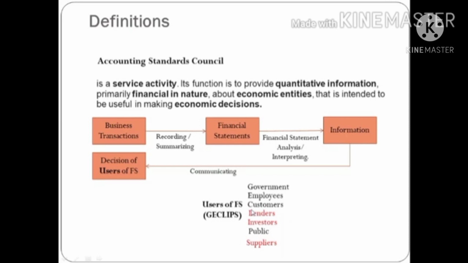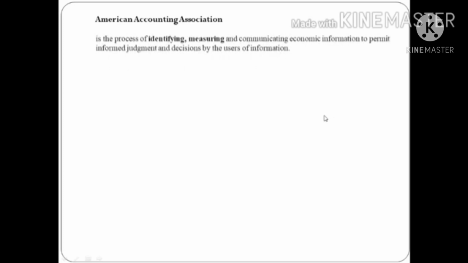To make it clearer, for example, the public will want to know if the banks or insurance companies that they have invested in or are trying to invest in are still financially healthy or not. So that's it for the first definition. Let's go to the second definition by the American Accounting Association, which is the oldest of the four definitions that we are going to tackle. It states that accounting is the process of identifying, measuring, and communicating economic information to permit informed judgments and decisions by the users of the information.